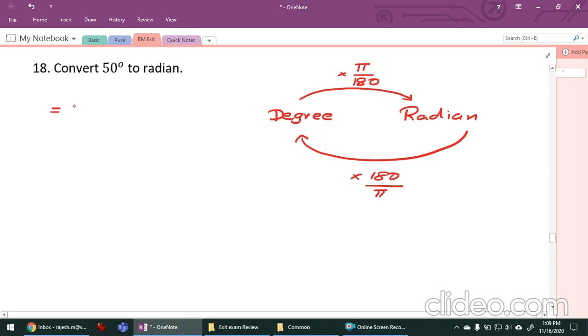So how to convert? 50 into pi by 180. We know that this 0 and 0 will cancel. So what is the answer? 5 pi by 18. That's all.